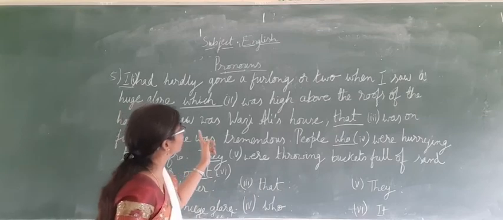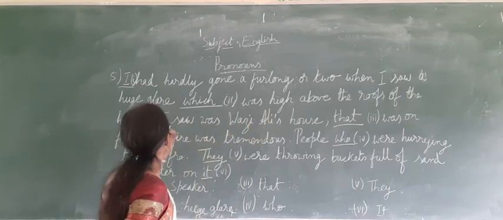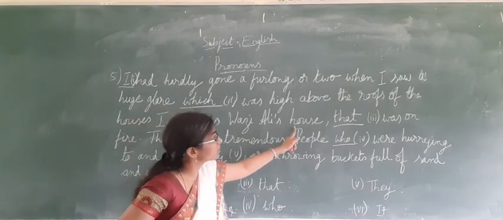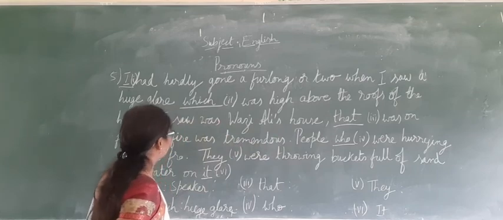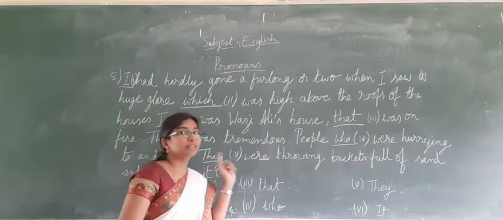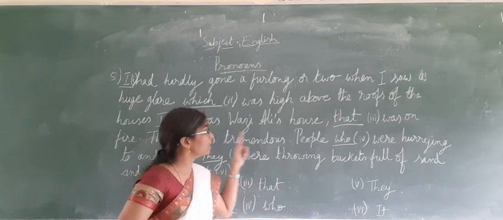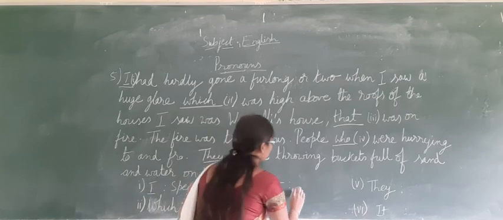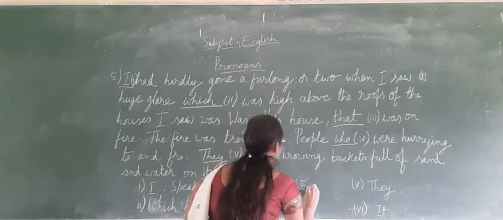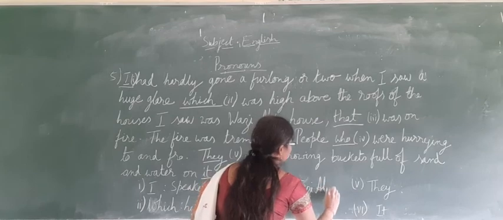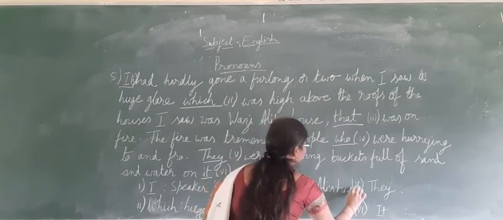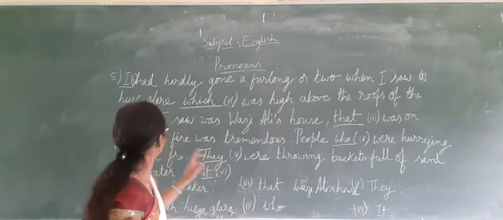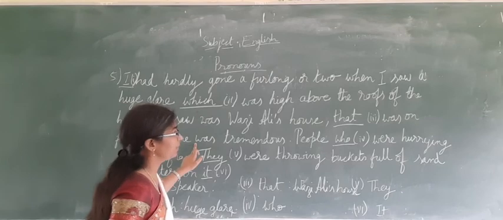That huge glare which was high above the roofs of the houses I saw was Wazir Ali's house that was on fire. Whose house? That house. Wazir Ali's house. So that is the answer: Wazir Ali's house. That was on fire. The fire was tremendous.